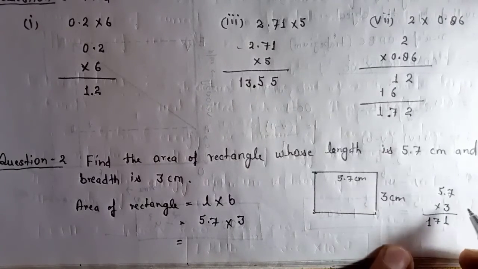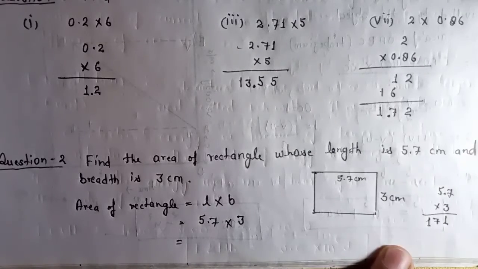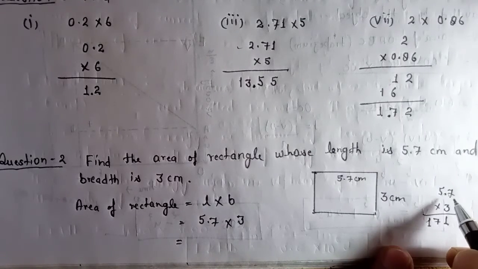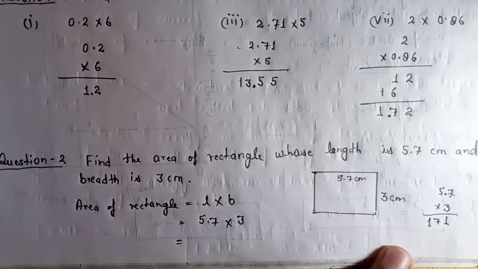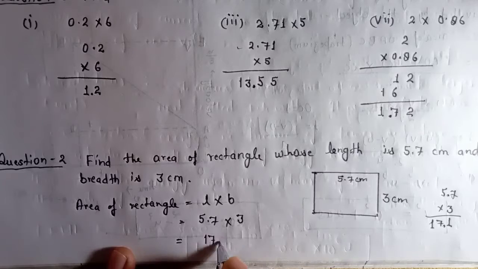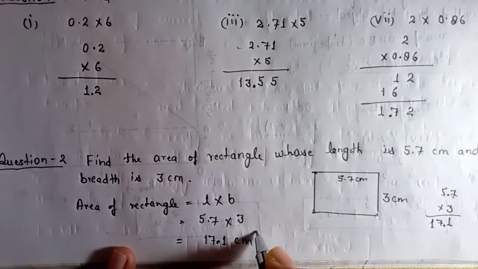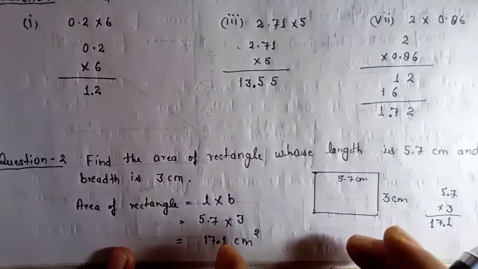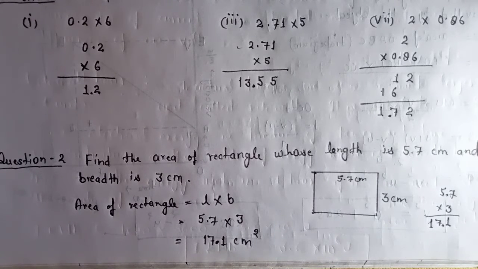17. And here you can see there is a digit after the decimal point, which is 7. So you have to count 1 and place your decimal point one place from the right. Here you come and this is your answer. So right here 17.1 centimeter square. Centimeter square or square centimeter is the unit of area. Take a screenshot of this.